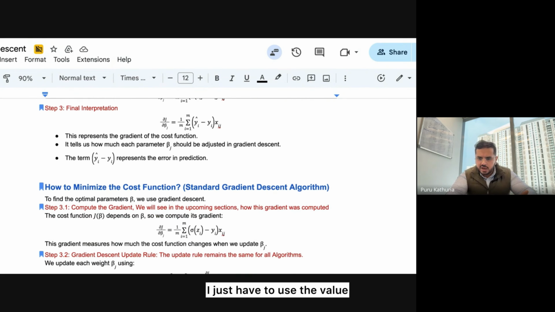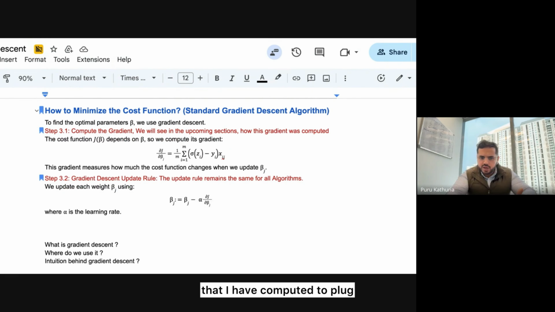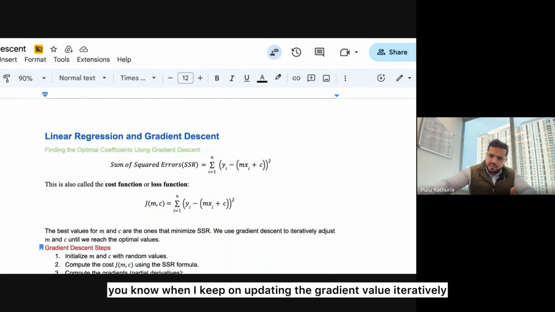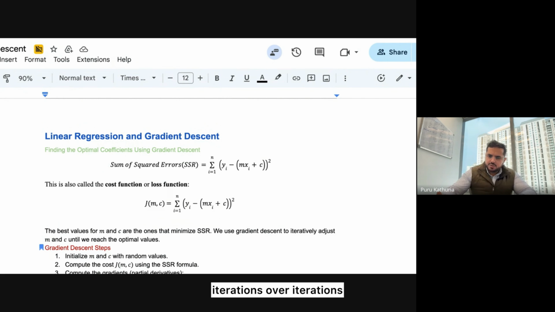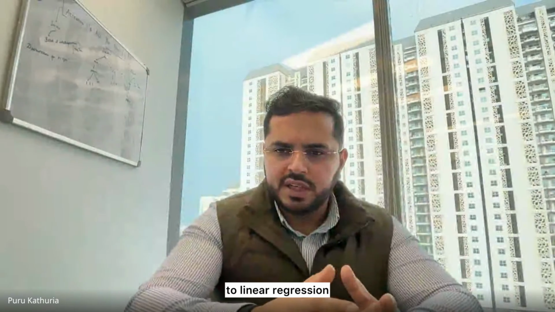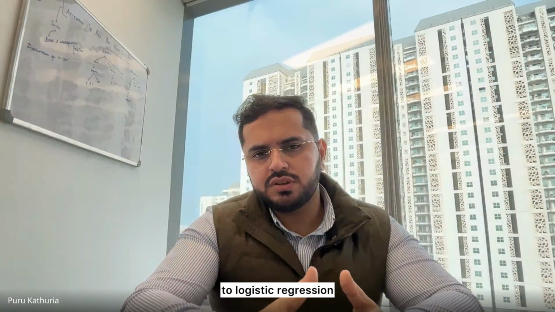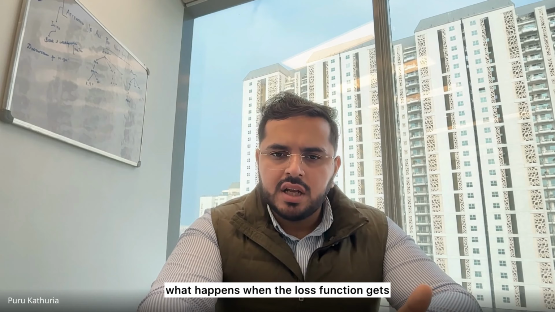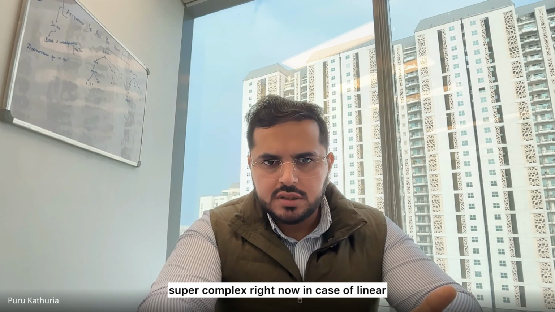I just have to use the value that I have computed to plug and play in my update rule. And when I keep on updating the gradient value iteratively, iterations over iterations, this is known as gradient descent, right? Now, we have seen gradient descent with respect to linear regression. We've seen gradient descent with respect to logistic regression. The only challenge that we still should see is what happens when the loss function gets super complex, right?